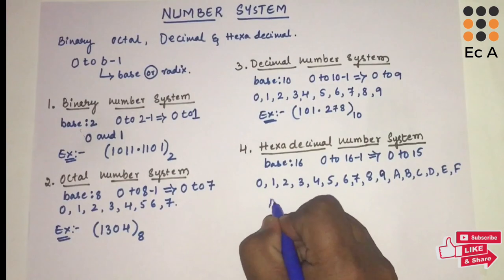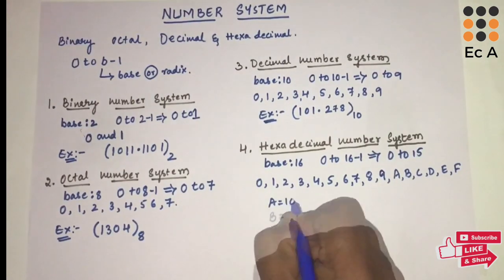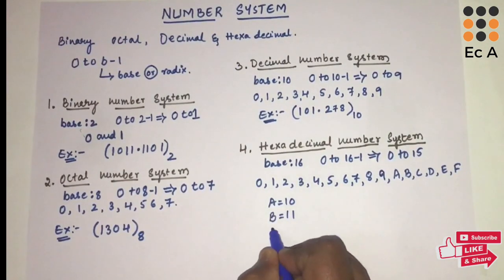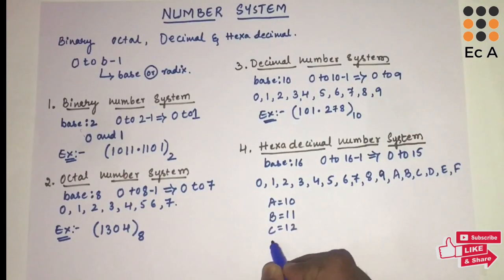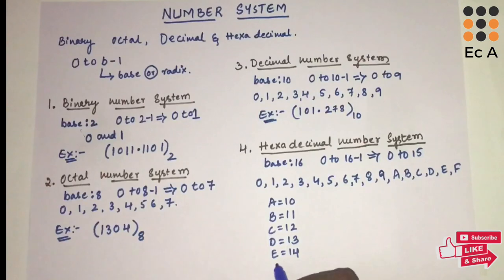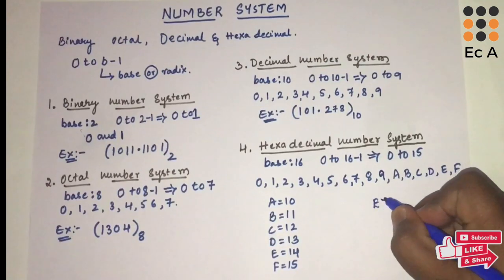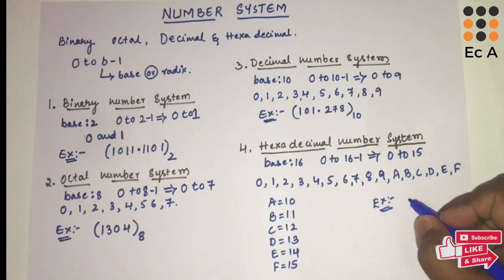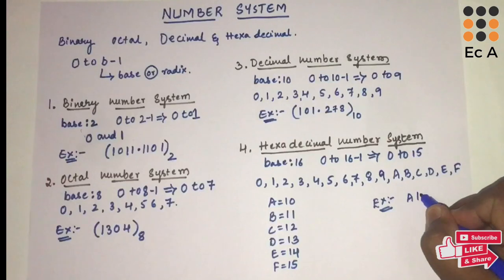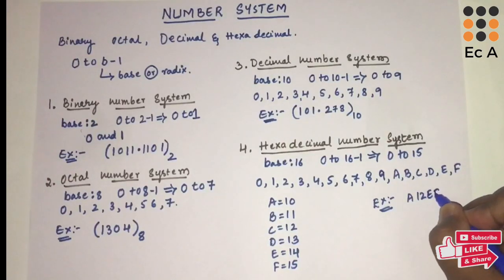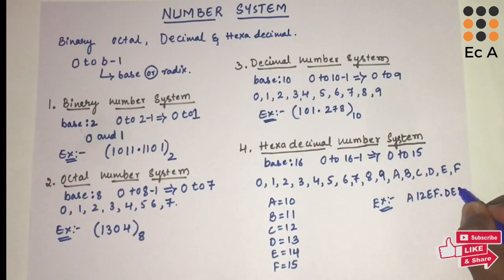Here A represents 10, B represents 11, C represents 12, D represents 13, E represents 14, and F represents 15. So we can write an example for this. Example: A12EF.DE to base 16, or we can write base H.